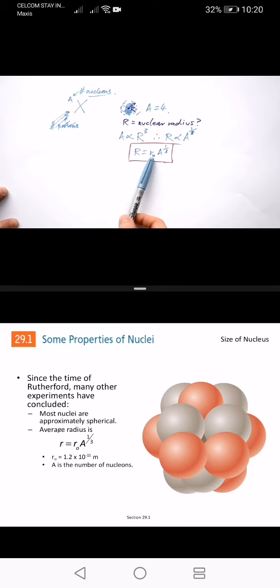Now, just to be clear, R0 is just a constant. Now, I say it's a constant, in reality it changes quite a bit, but at A level we are going to call it a constant. This constant is in the order of femtometers, as is to be expected.